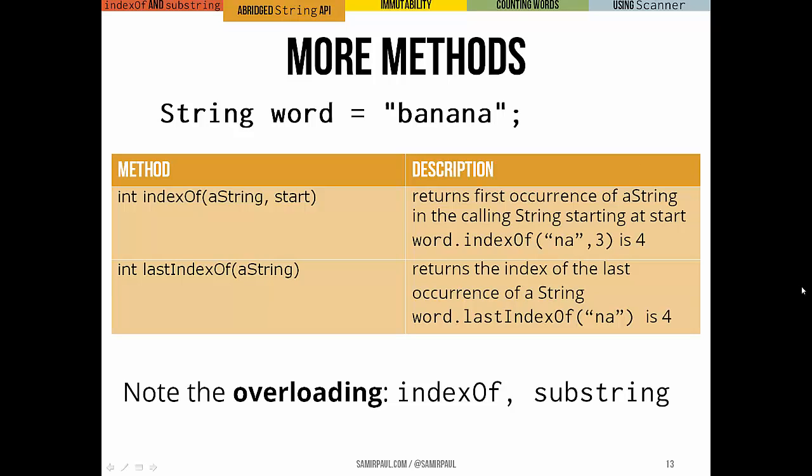And finally, lastIndexOf, pretty similar, also useful. It'll give us, you guessed it, the last index of that particular substring in a string. Hopefully this really hits home the idea of overloading, that if we pass different parameters, we can define a method to do different things, even if it has the same name.